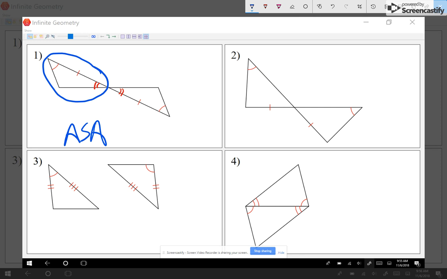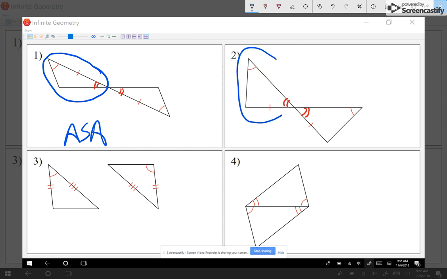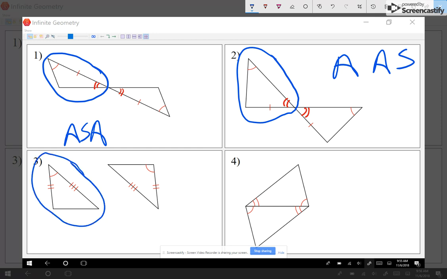Now looking at question number 2, I can literally mark these two angles are equal. Once again, vertical angle theorem. It's an X form. So I'm going to take a look at one triangle. I notice there's two angles. In this case, the side is not between the angles. So I'm going to go for angle, angle, side. I notice the other triangle is marked the same way. So angle, angle, side.